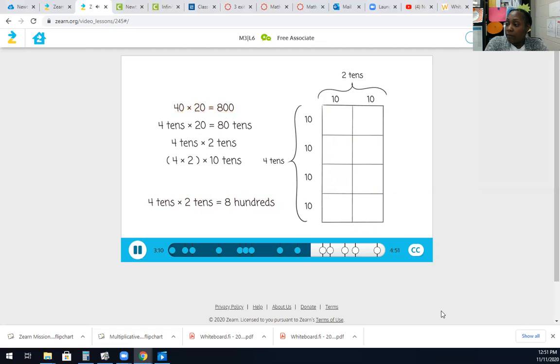Notice what we just did. We made a rectangle with each side representing a number we want to multiply. The area of the rectangle equals the product of our multiplication problem. Neat. Let's keep grooving.